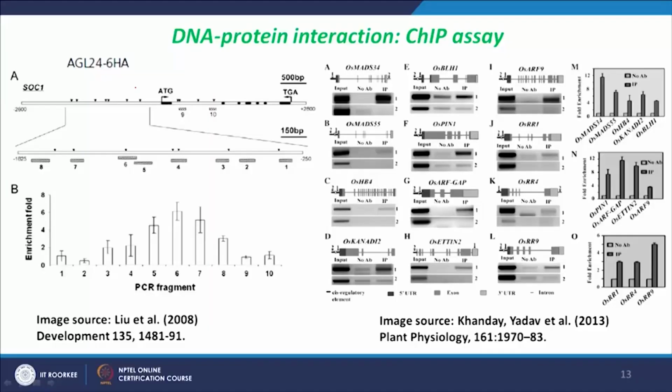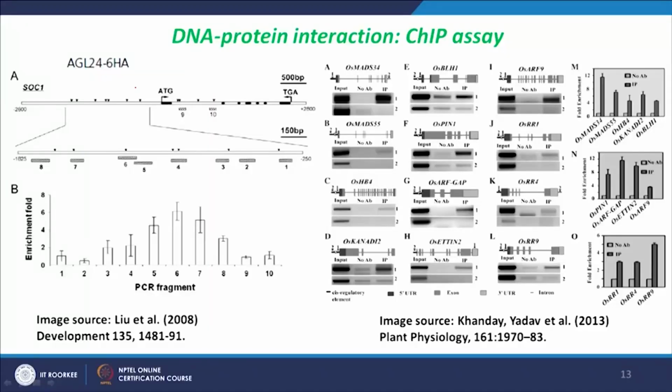So, either you take that DNA fragment, and if you know what the putative binding site is, you can design a specific primer and amplify through PCR or qPCR, or if you do not know the sequence, you take those fragments, clone them in some vectors, sequence them, and identify what the binding sites are. So, these are some examples.